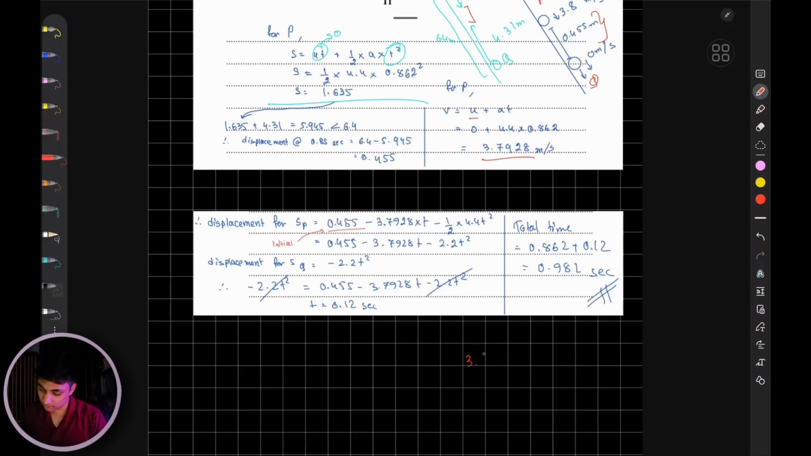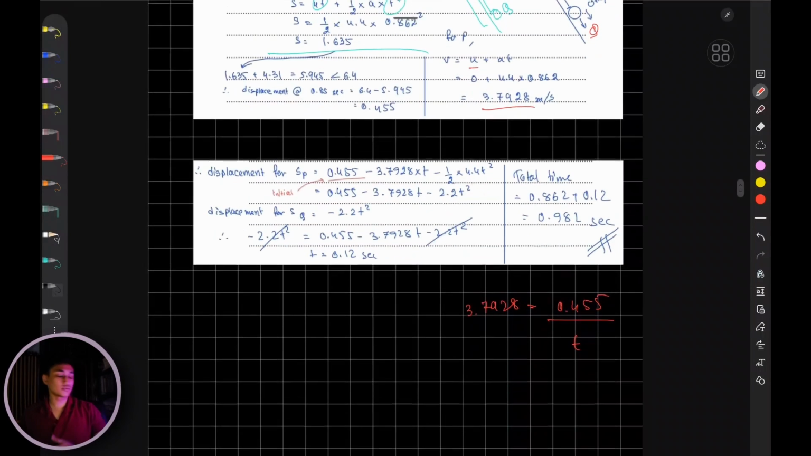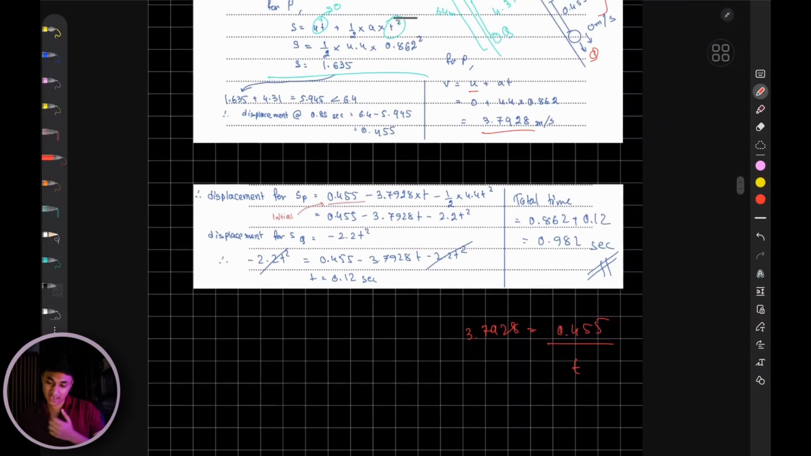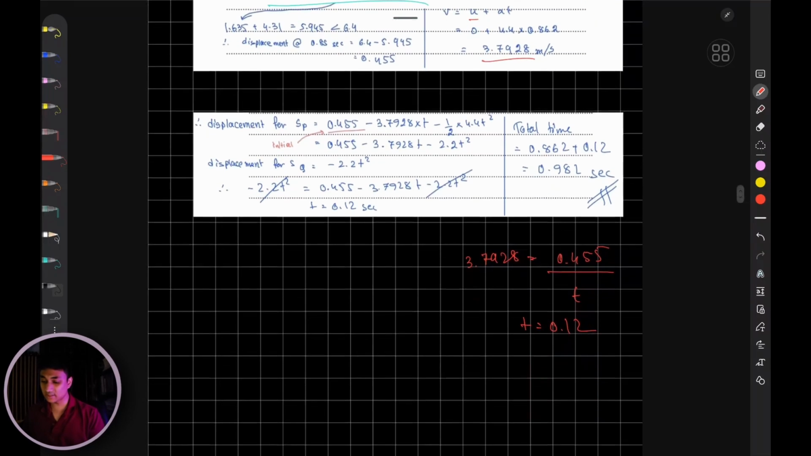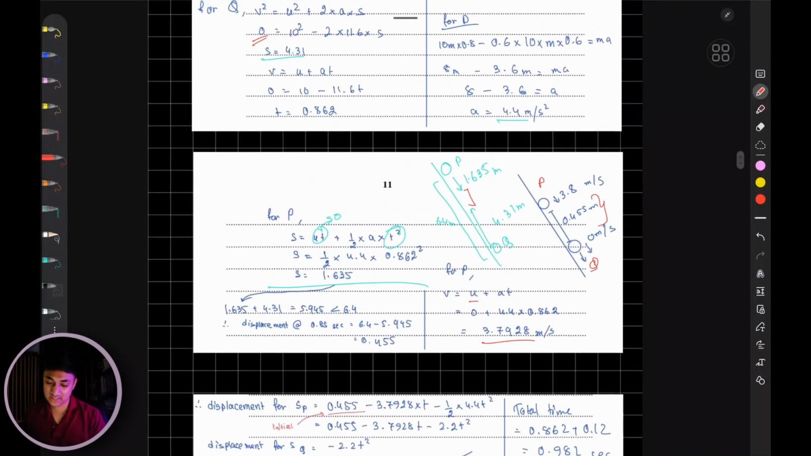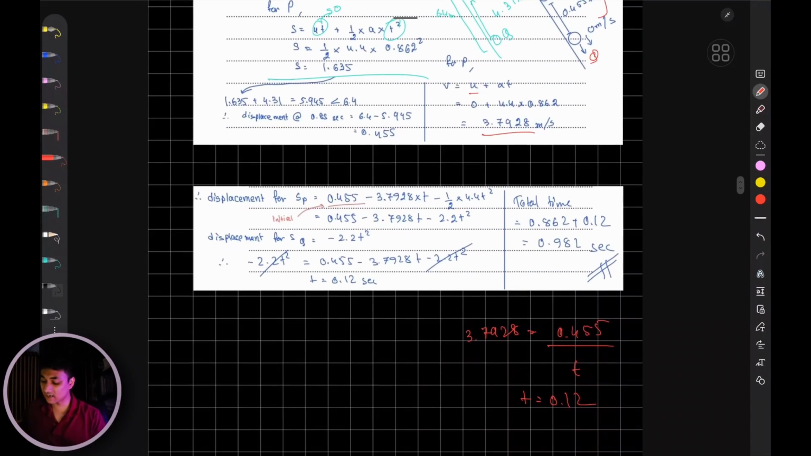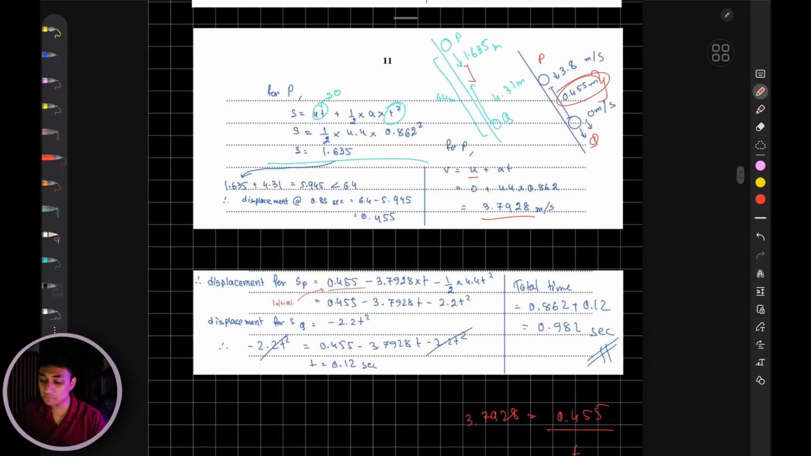while my velocity is 3.8 meter per second and the displacement I want to cover is 0.455 meters, how long would I take? Speed is equals to d by t, and my answer, I know for a fact, is going to be t is equals to 0.12 seconds. Therefore, after the initial 0.862 seconds, I will need another 0.12 second before they come in contact, before this displacement between them decreases to 0.